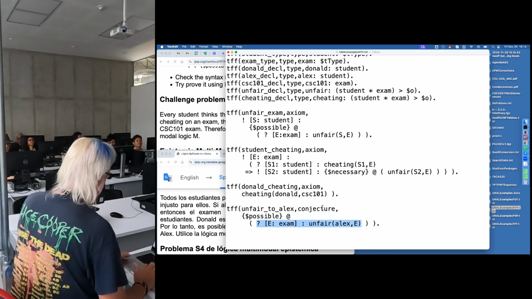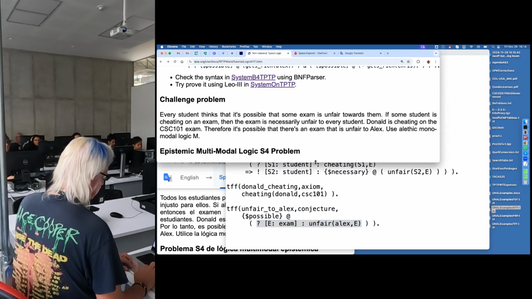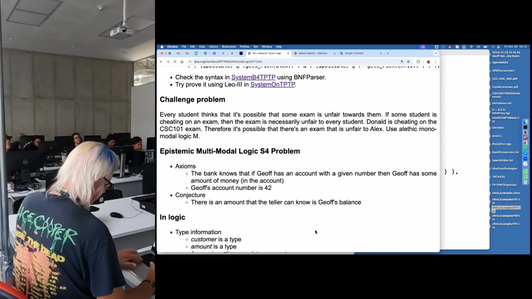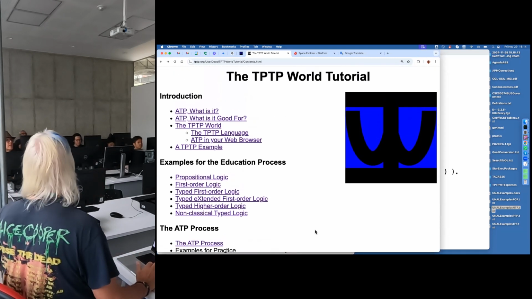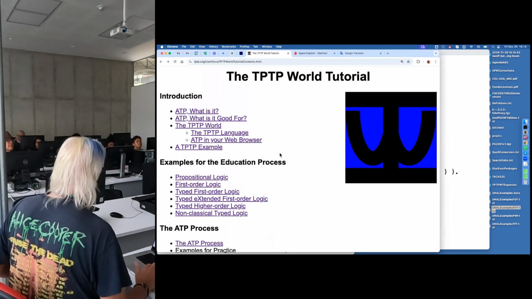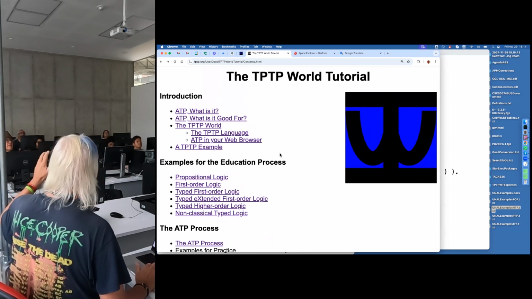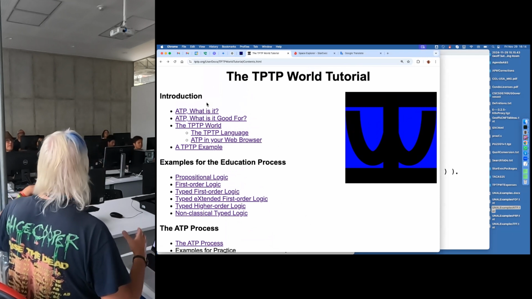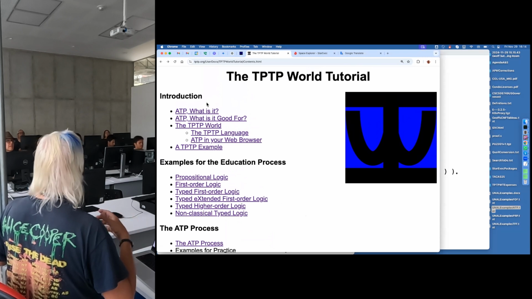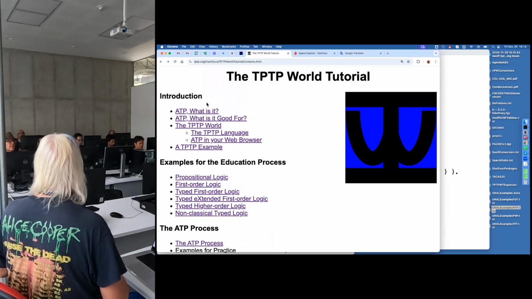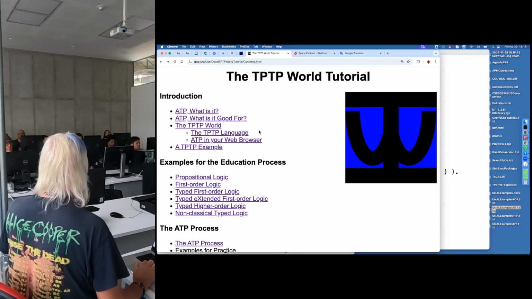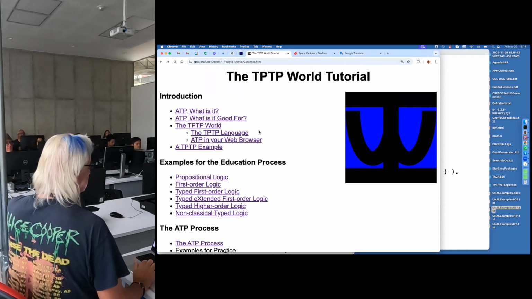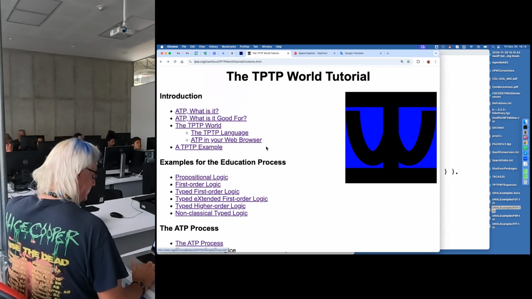Okay, so let me just go back to my notes and just round up what we've done this week, just to give you a feeling of what's going on and where you might go next if you're interested in this. So we looked on Monday just at the general ideas. What is automated theorem proving? What can you do with it? What examples of applications have we looked at? And we looked at the TPTP language that you've been using Tuesday, Wednesday, and today.